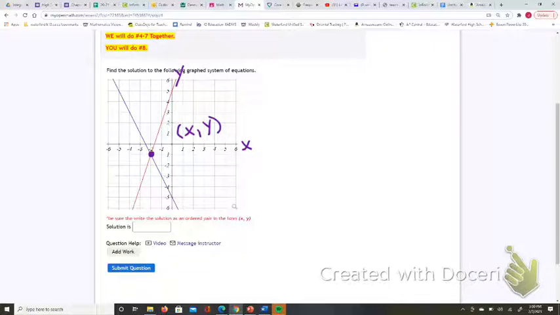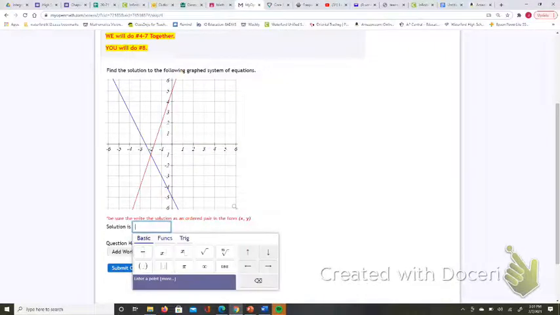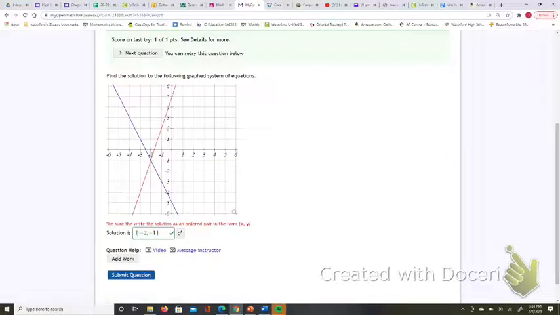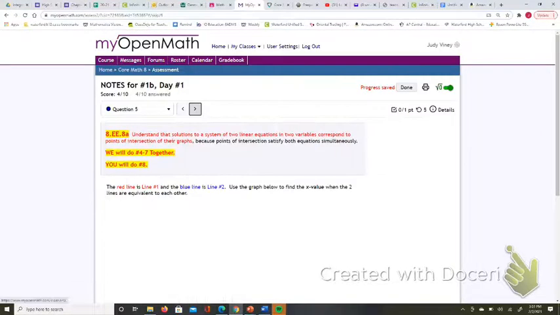So if I'm on the x-axis, can you see that that dot's matching up with -2? And if I'm on the y-axis, see how it's matching up with -1? So that dot is -2, -1. When we write or type a point, we do open parenthesis, then the x, comma, and then the y. So I am going to put my cursor here and type parenthesis, -2, comma, -1, close parenthesis, and then submit. And then we go to number 5.